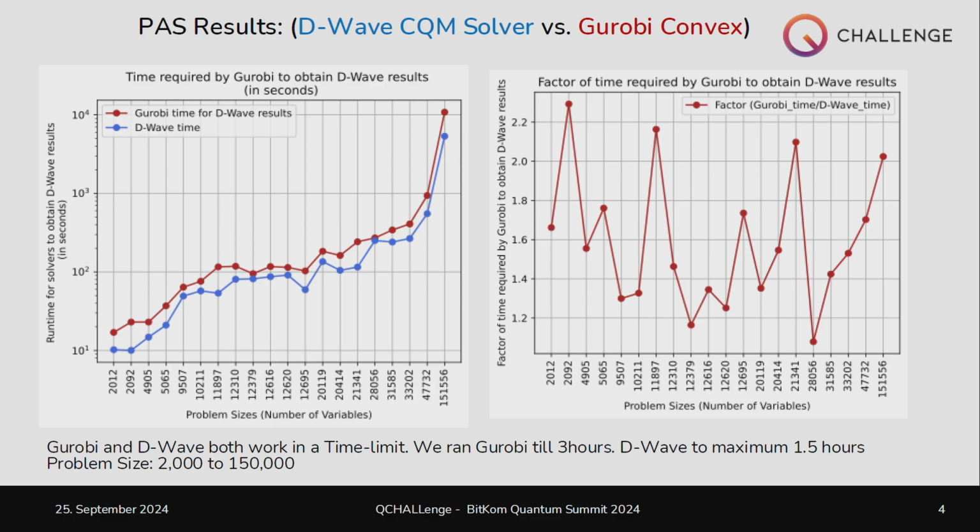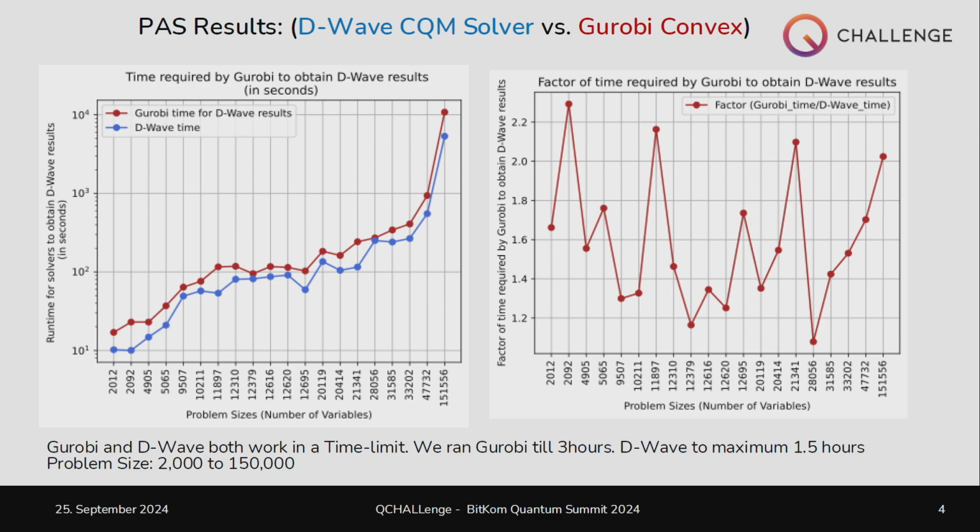The blue line tells us, depending on the total quota of runtime we had on D-Wave machines, we gave a maximum of 1.5 hours of runtime on all these problems on D-Wave, and then we get this blue line. So the blue line is the runtime given for the D-Wave machine on all the problems, and we get a certain result. The red line shows how much time Gurobi took to reach the same solution value that we obtained from D-Wave in the time given by the blue line.